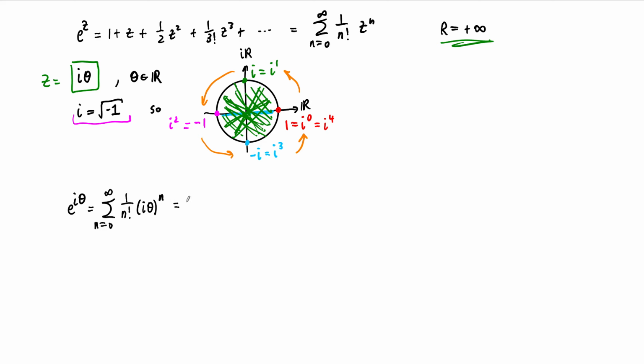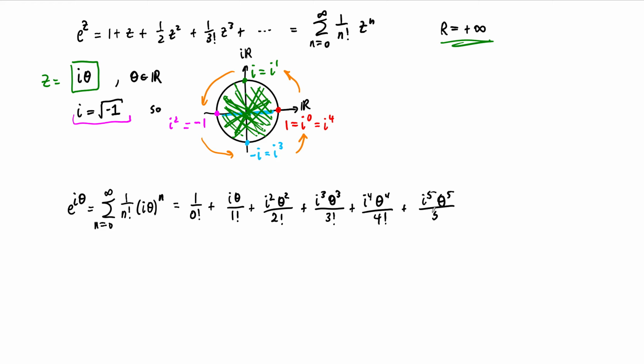And then let's write out at least the first few terms, okay? So we start with 1 over 0 factorial plus the next term is i times theta over 1 factorial. The next term is i squared theta squared over 2 factorial, and this process continues. We get i cubed theta cubed over 3 factorial, i to the 4th theta to the 4th over 4 factorial, etc. And as we write this out, we start thinking about what's going to happen here.